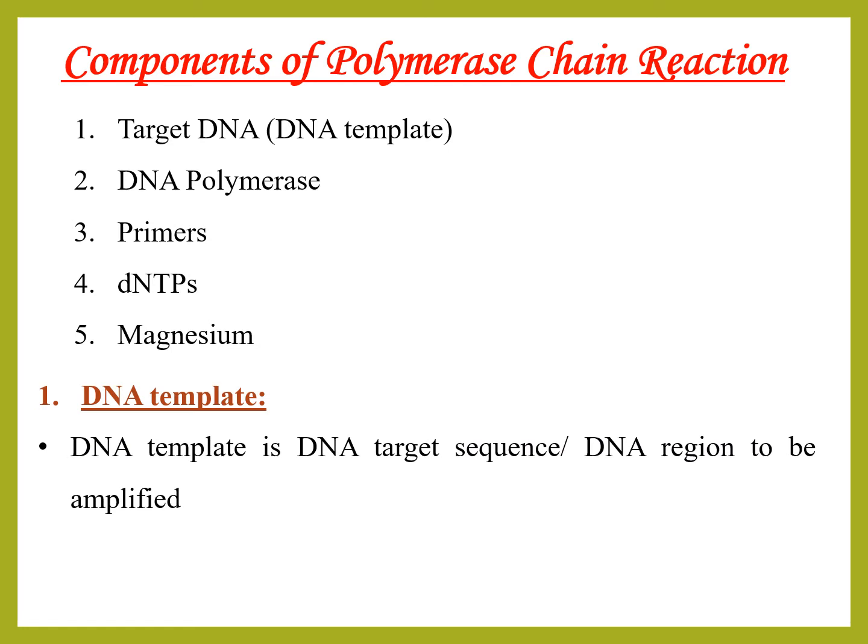Coming to the components of polymerase chain reaction, there are various components required to perform PCR. What are those components? First, the target DNA, that is the DNA template which we have to amplify; second, DNA polymerase, that is Taq DNA polymerase; then primers, dNTPs, and the fifth one is magnesium. Let us see each one by one. DNA template is the DNA target sequence or DNA region that has to be amplified in the PCR.